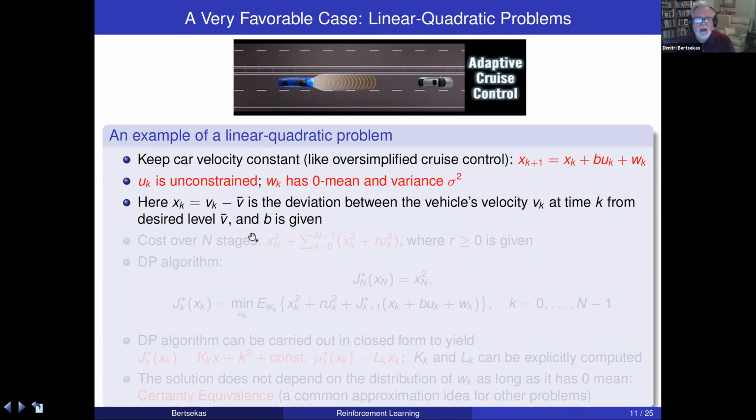And the cost, we'll assume that's quadratic. In the quadratic cost, we want to keep this xk, the error from the nominal, small, near zero, and also not expend too much control. So there's a quadratic cost on the control, and it's weighted by a positive coefficient r.